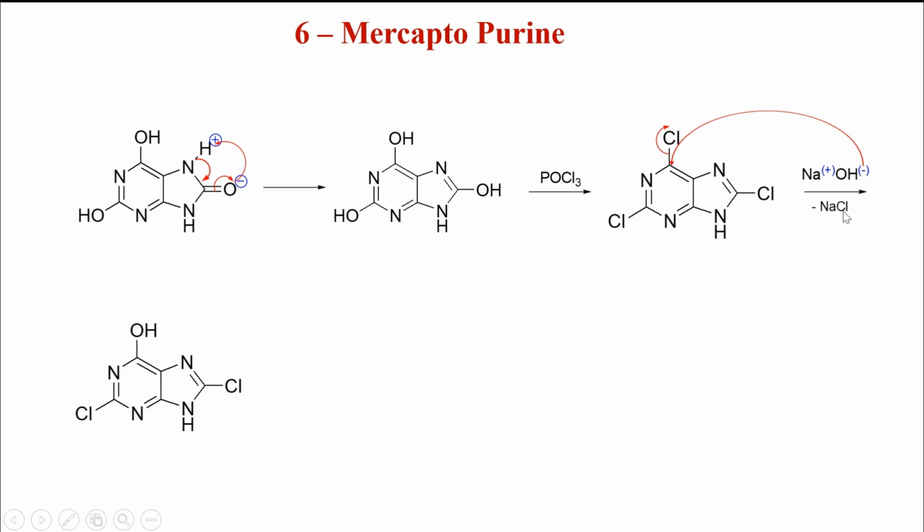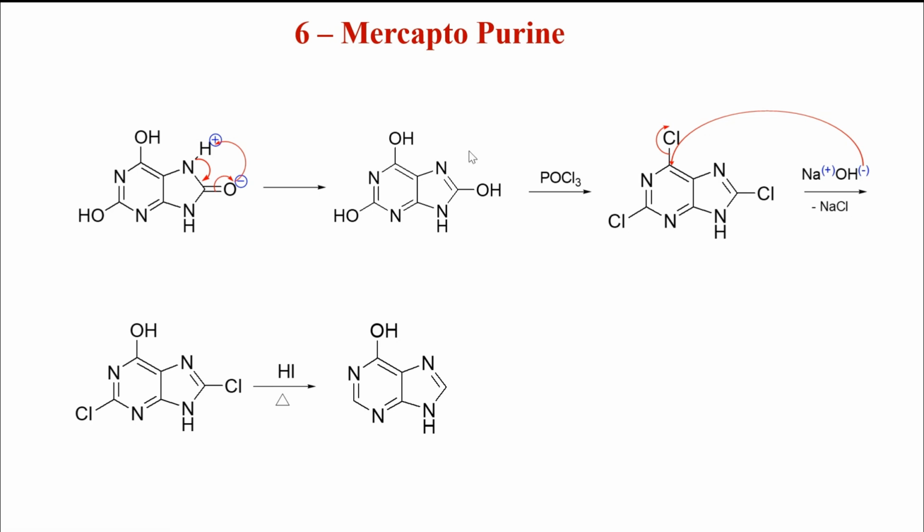And the Cl in the 6 position has been replaced by OH. Now I remove these two chlorines by strongly heating with hydrogen iodide and I will get the corresponding 6-hydroxypurine. This OH, if I replace by SH, I get 6-mercaptopurine.